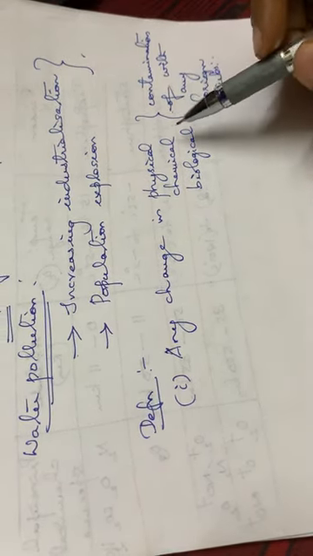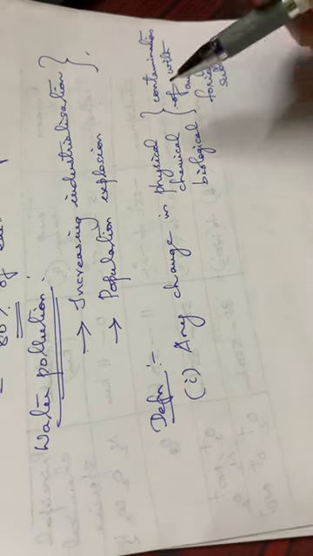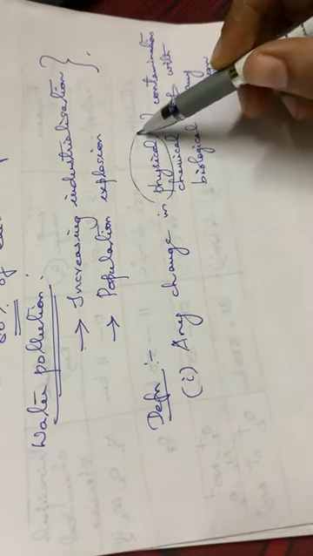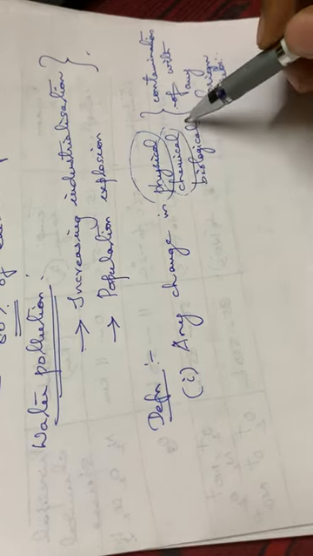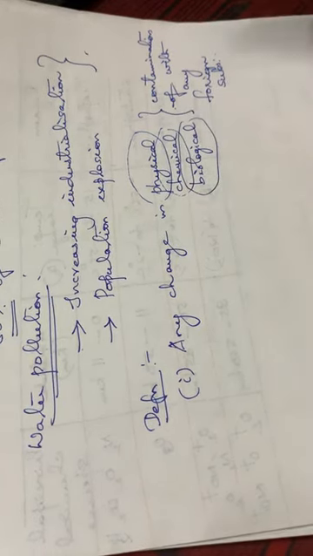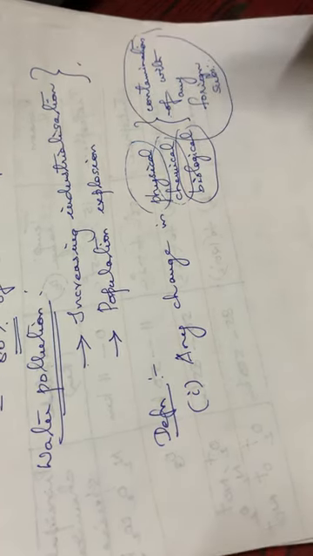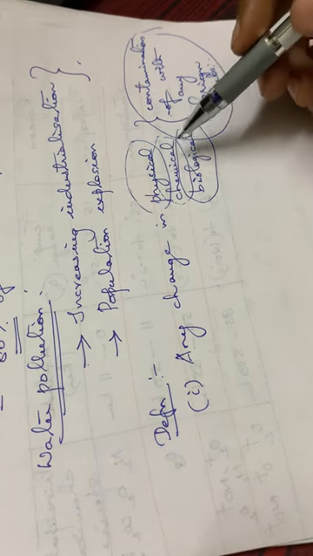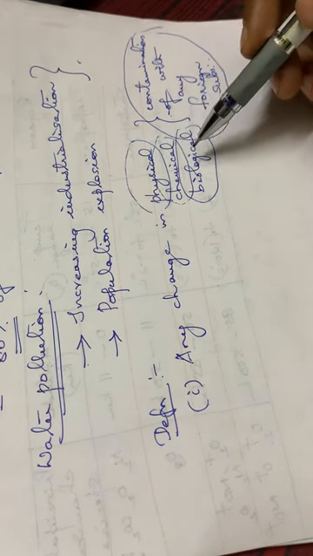So any change in physical, chemical or biological properties as a result of the contamination with any foreign bodies, or due to the presence of the foreign bodies, if any physical change, or any chemical change, or any biological change is there in the case of water, we can say that the water is polluted. So due to the presence of any foreign bodies, if any changes occur in the constitution of water, then water is polluted.